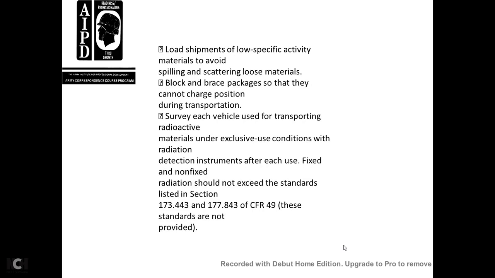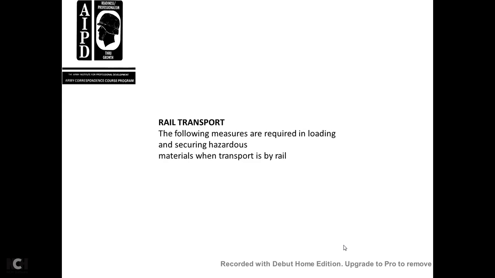Loading shipments: load low specific activity materials so as to prevent spilling, scattering, and loosening of materials. Block and brace packages so that they cannot change position during transportation. Survey each vehicle used for transporting radioactive material used exclusively, using a radiation detection instrument for each use. Fixed or non-fixed radiation should not exceed the standards listed in sections 173.443 and 177.843 of Title 49 of the Code of Federal Regulations.